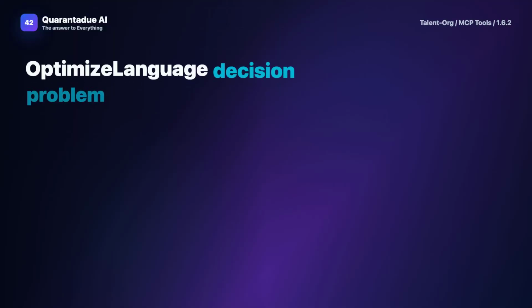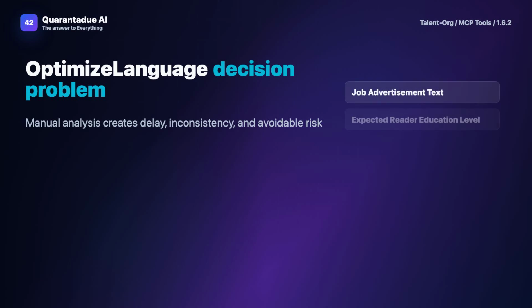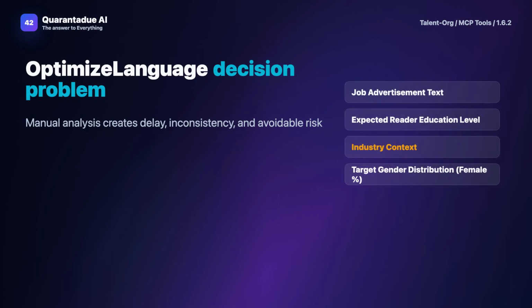Optimized language starts with a defined input contract. Typical inputs include job advertisement text, expected reader education level, industry context, target gender distribution, female percent, and required years of experience. Keeping these fields explicit reduces ambiguity and makes every run easier to audit.